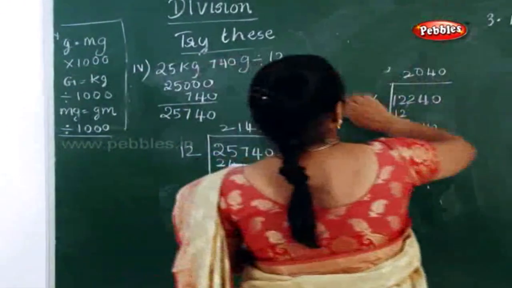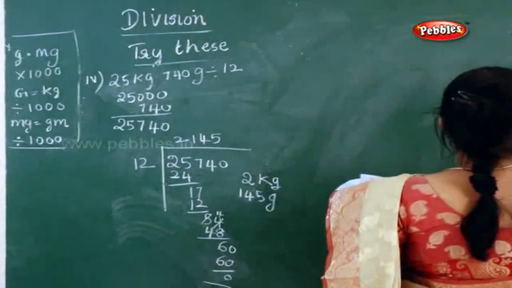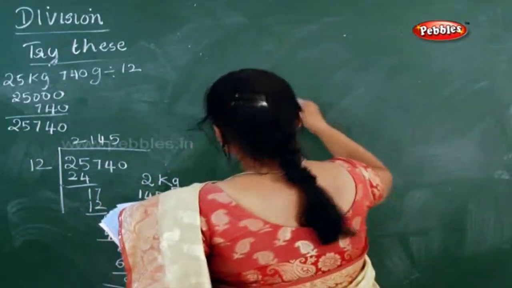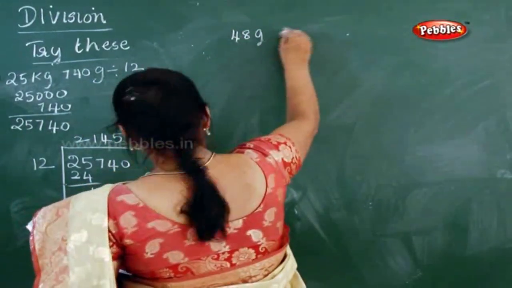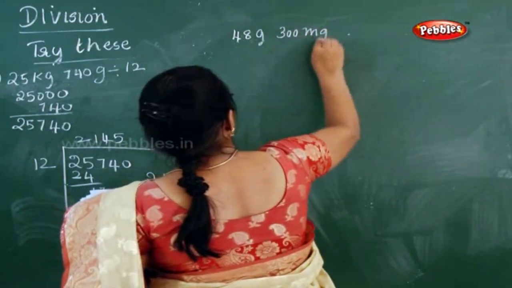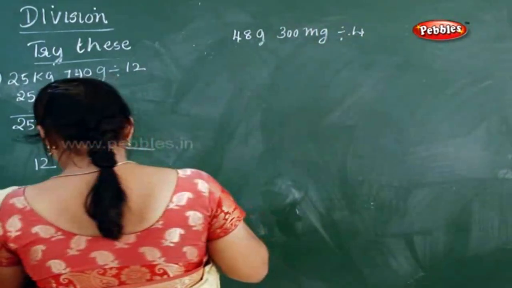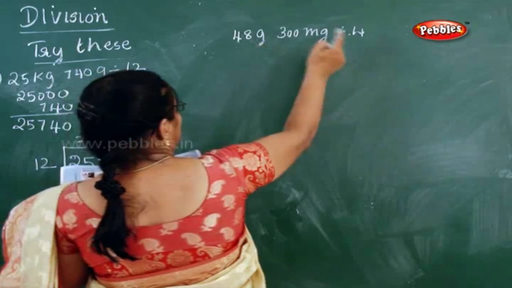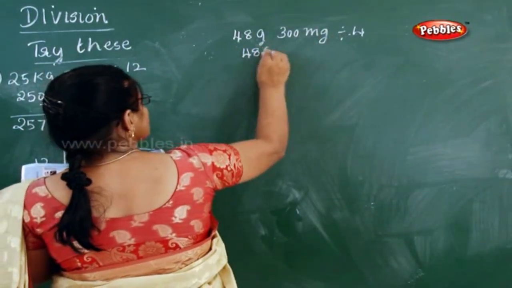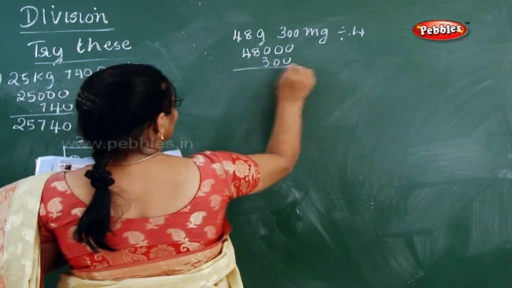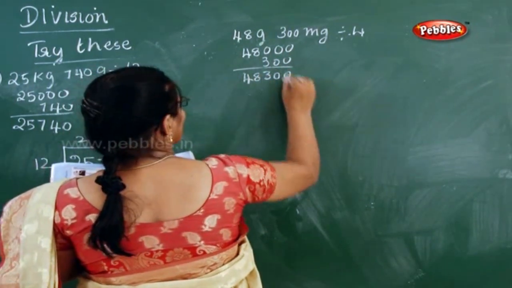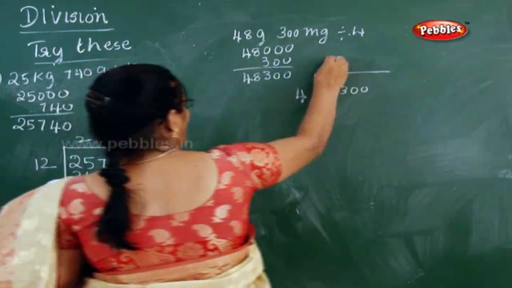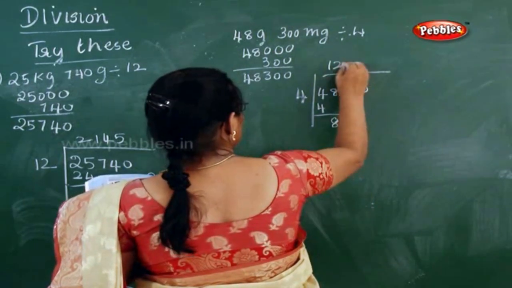Now next sum. The previous sums were kilogram and gram. Now next, what is given is gram and milligram. 48 gram 300 mg divided by 4. Same, how will you convert this gram into mg? 1000. So 48,000 plus 300. So you get 48300. So 48300 divided by 4. You will have 1 time, then 8 2 times.